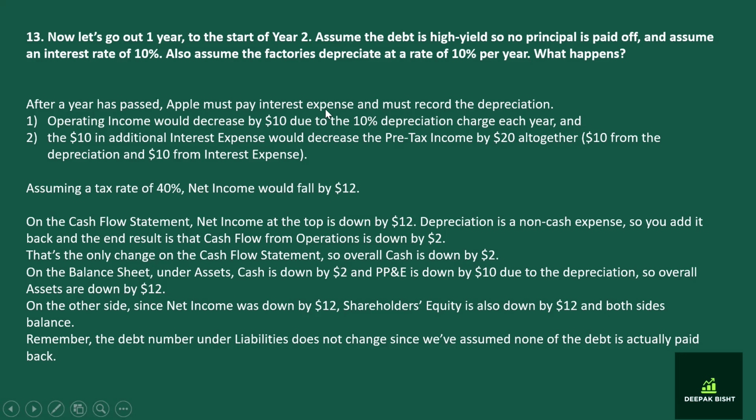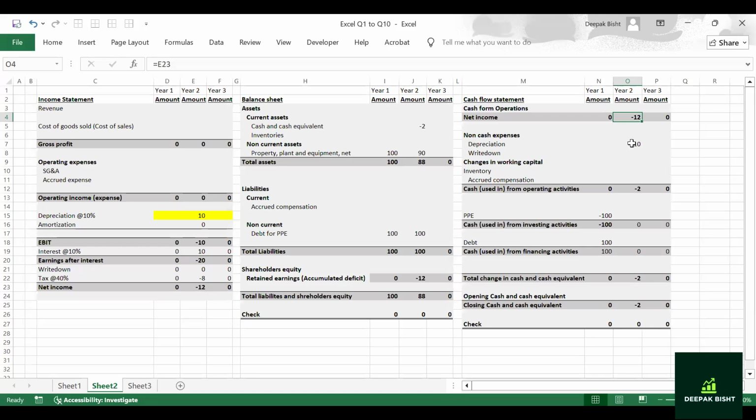Now let's again see. Net income will be linked from here to here. Depreciation added back. Because the net income has fallen by $12 and depreciation was only $10, and because of interest also, the difference is negative. So there was a negative $2 of cash outflow. And because of that, we have a cash outflow of $2 here also. So it is linked to the balance sheet.